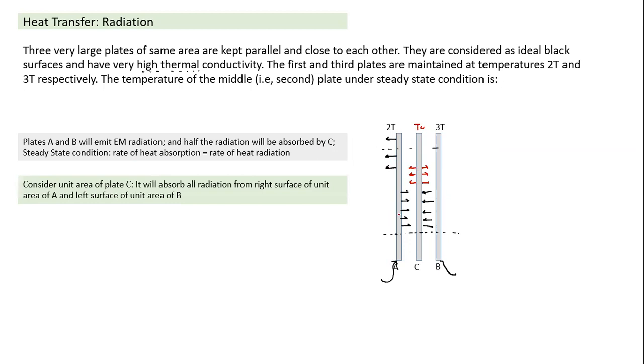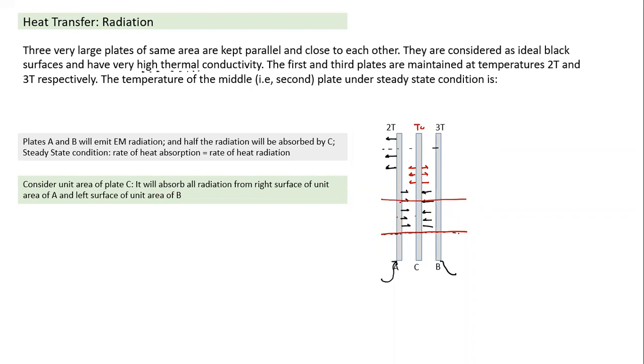Now consider unit area of plate C. So basically we'll focus only on the middle part. I take a section which encloses unit area of this plate, this plate, this plate. This area is also perpendicular to the figure. Everywhere the area is 1 unit. So we are concentrating only on the part which is enclosed here.